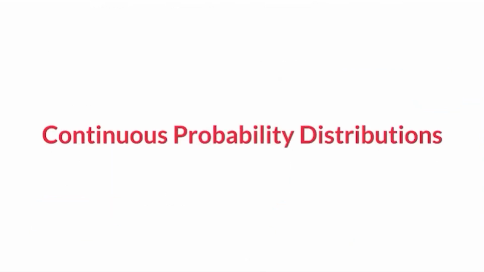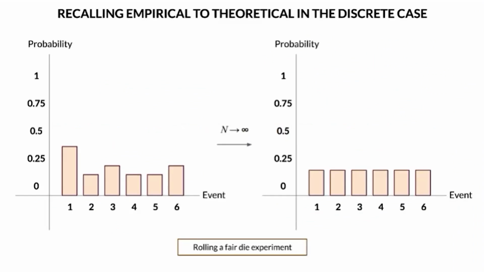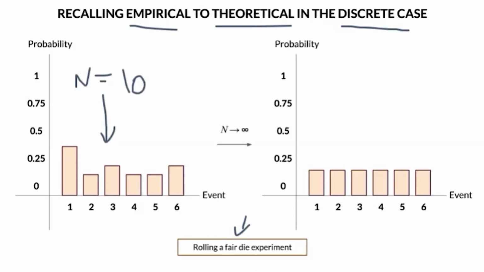So with that context, with that setup, let us move into continuous probability distributions. Let's recall the empirical to theoretical in the discrete case. I'm sure that we all remember this example, the rolling a fair die example. I think this was n equal to 10, which means I rolled the die 10 times. Some numbers may come up more, some less, because you performed the experiment very few times.